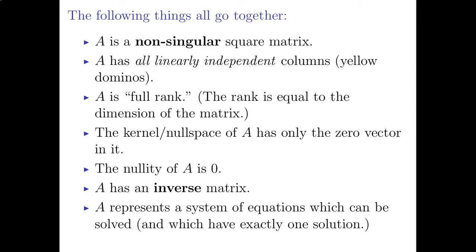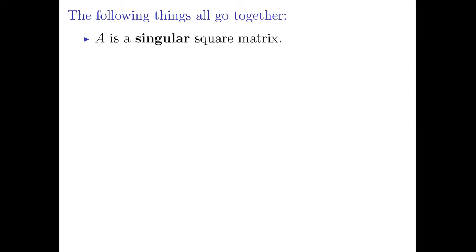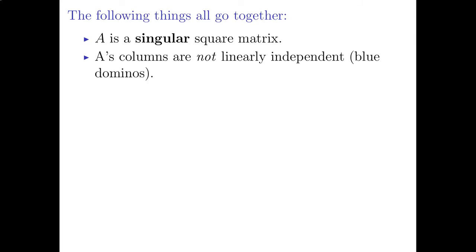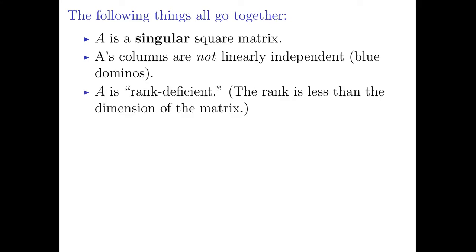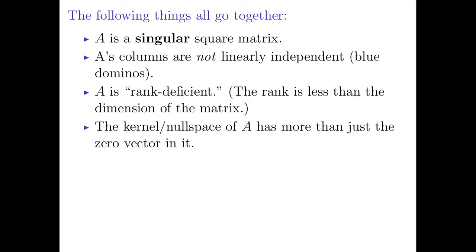All those go together. And then on the flip side, here's your blue slide, right? That one was yellow, this one's blue. If A is singular, that means it's screwed up in some way. It means that its columns are not all linearly independent. You can make at least one of them from a combination of the others. It also means it's rank deficient. In fact, rank deficient means it doesn't have a full set of linearly independent columns. And therefore, if it's 4 by 4, the rank is going to be less than 4, right?